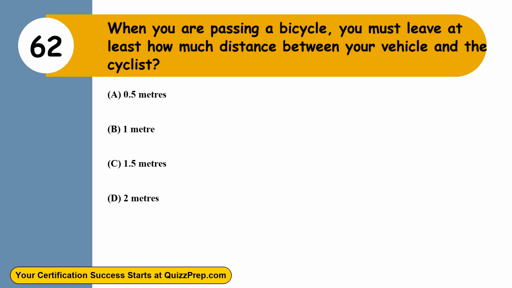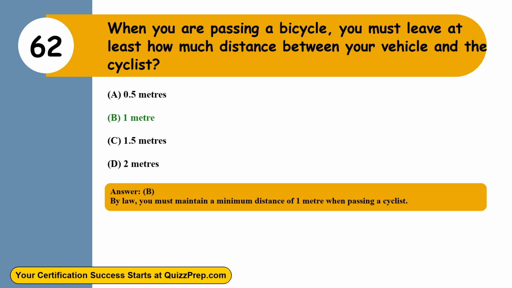Question 62. When you are passing a bicycle, you must leave at least how much distance between your vehicle and the cyclist? Option A, 0.5 meters. Option B, 1 meter. Option C, 1.5 meters. Option D, 2 meters. The correct answer is option B, 1 meter. By law, you must maintain a minimum distance of 1 meter when passing a cyclist.